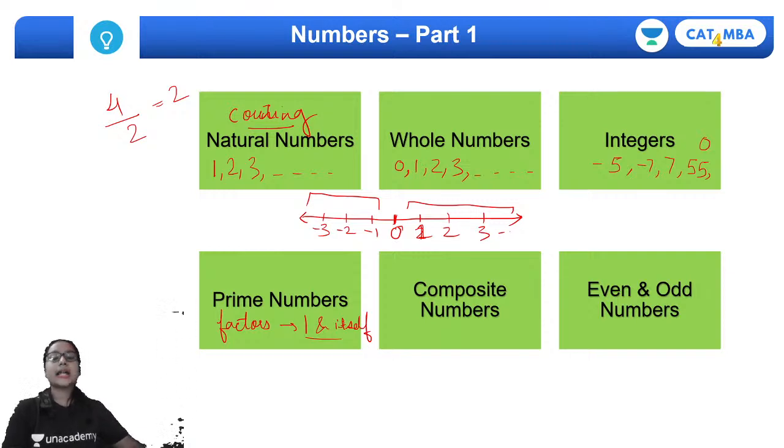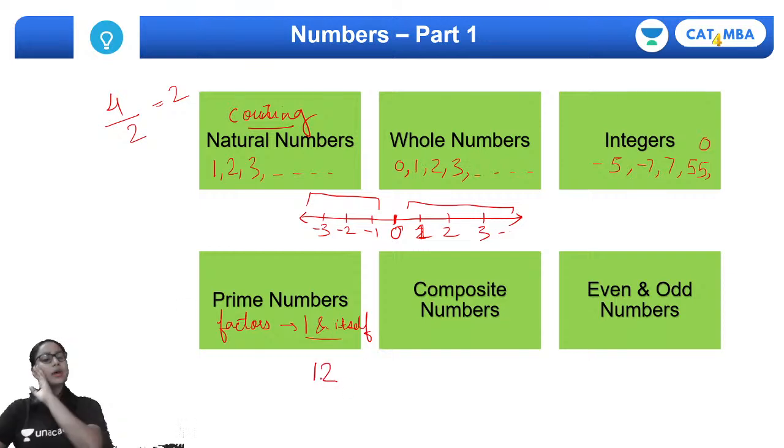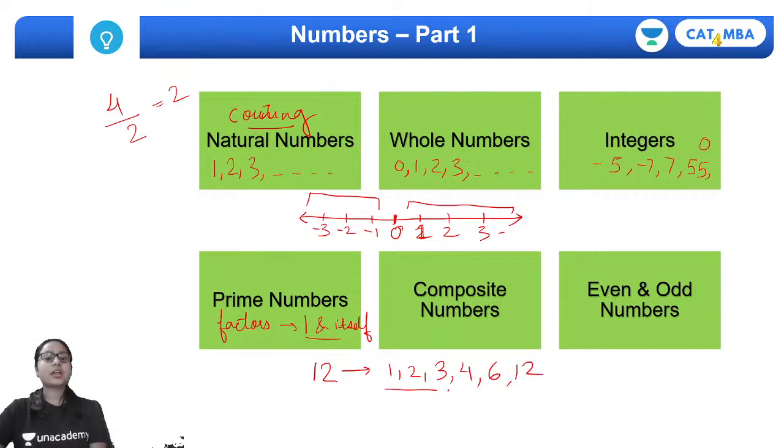Alright, now let us understand what are composite numbers. Composite numbers are the numbers which are divisible by more than two factors. Composite numbers are the numbers who have more than two factors, that is one and the number itself, and other factors. For example, let us take the example of 12. Let us list down the factors of 12. The factors of 12 are 1, 2, 3, 4, 6, 12 itself. So these are all the factors of 12. It means 12 is a composite number. So the numbers which have more than two factors, then those numbers are known as composite numbers. I hope I'm clear with the definition of composite numbers.